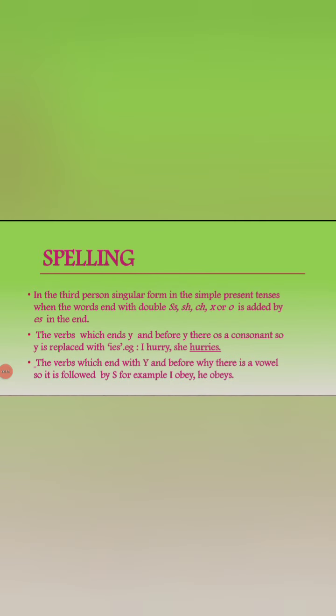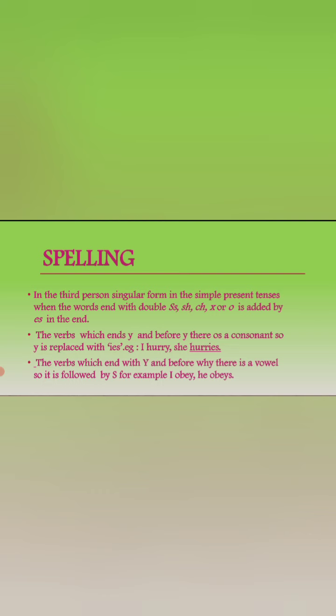Spellings. In the third person singular form, in the simple present tenses, when the words end with double s, sh, ch, x, or o, it is added by es in the end. For example, do, does, box, boxes.